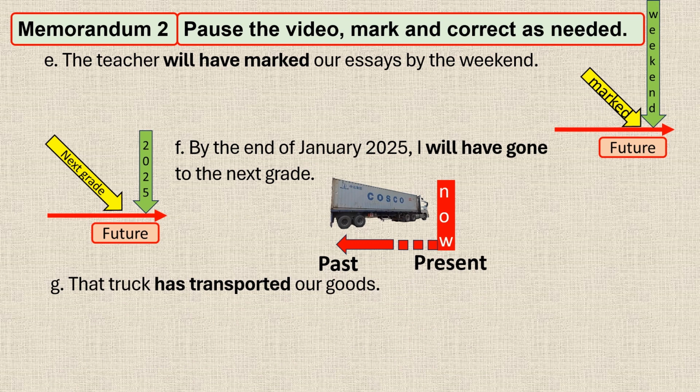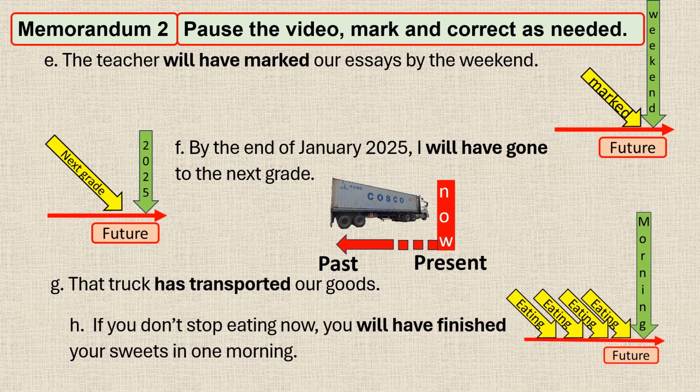G: That truck has transported our goods. It's just plain and simple present perfect tense. Number H: if you don't stop eating now, you will have finished your sweets in one morning. It could have been your mom speaking to you. Eating, and then at some point stop. The morning will be over. So at that point, you have to stop before that. Otherwise, you'll be finished in one morning.